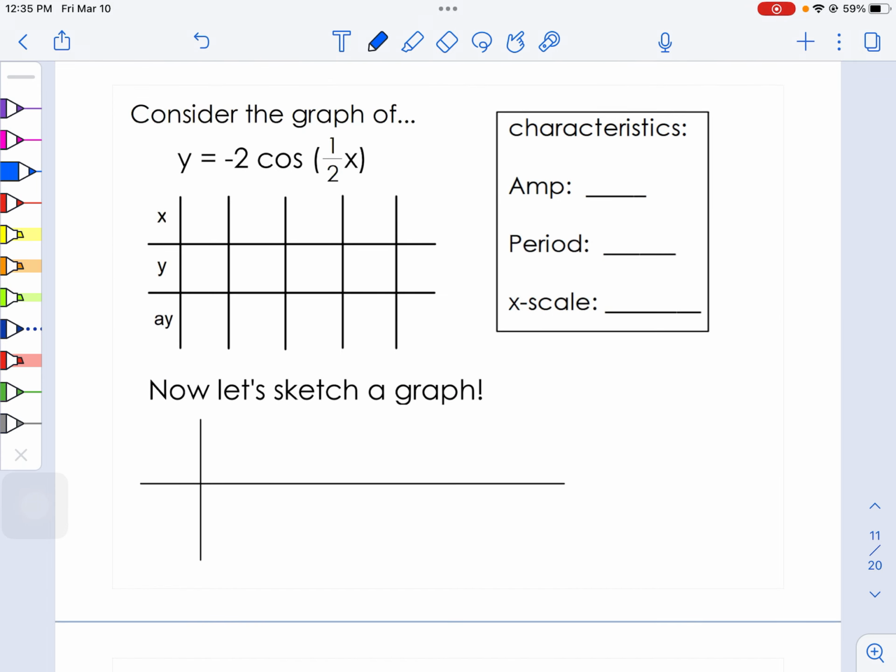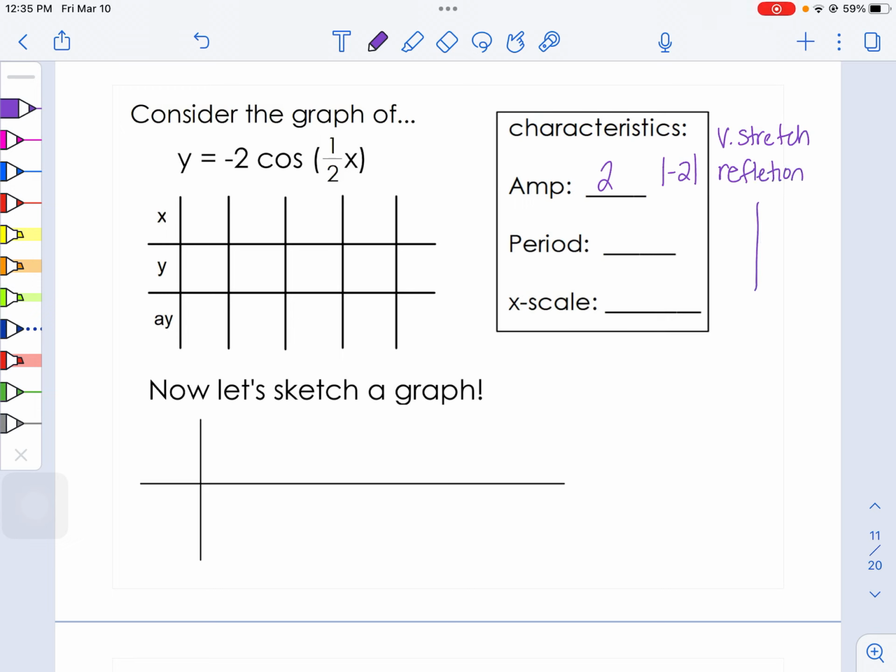So cosine, -2 cosine of 1/2 x. Our amplitude is going to be 2, because that's our absolute value of A. The A being -2 is going to do two things. It's going to be a vertical stretch, which means our wavelengths are going to be taller, and then it's also going to be a reflection.